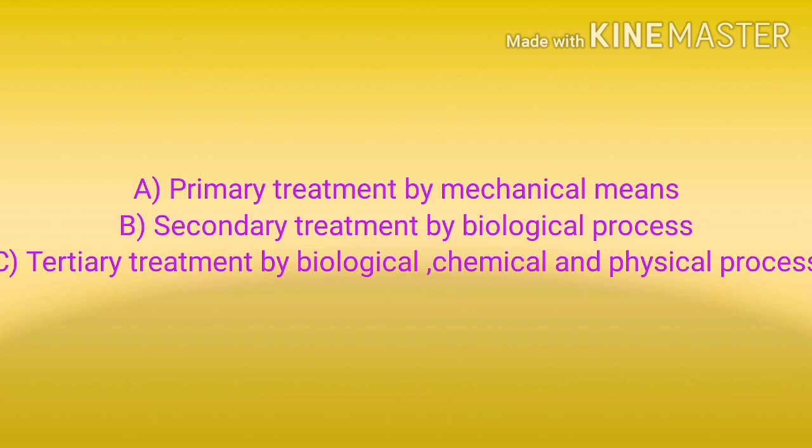So the primary treatment includes mechanical processes, that means with the help of machines, to control industrial waste. Secondary treatment uses biological processes to control industrial waste, and the tertiary treatment includes physical, mechanical and biological processes to control industrial waste.